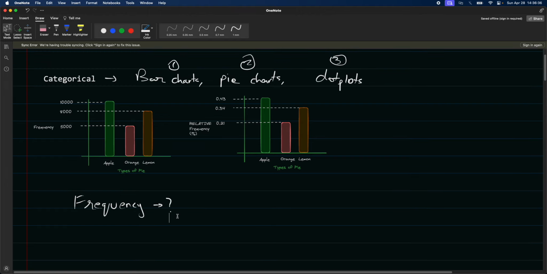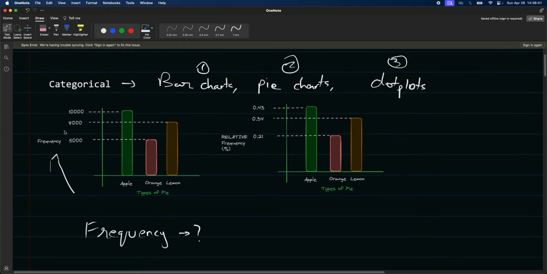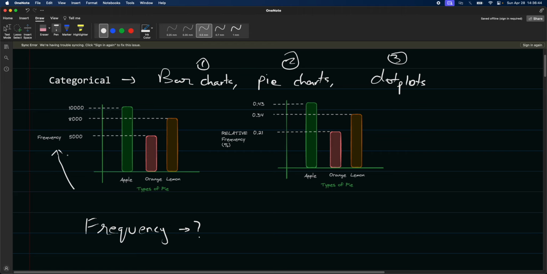So what is frequency? If we look at this graphic that I made, I can zoom in. Frequency is really the exact number. That keyword is important there: exact. The exact number of times that something was measured. If we look at this bar chart on the left, for types of pie, specifically apple, 10,000 people said they like apple pie the most. The graphic is a bad one, I admit, but it was just to show the point of frequency. So frequency is the exact number.